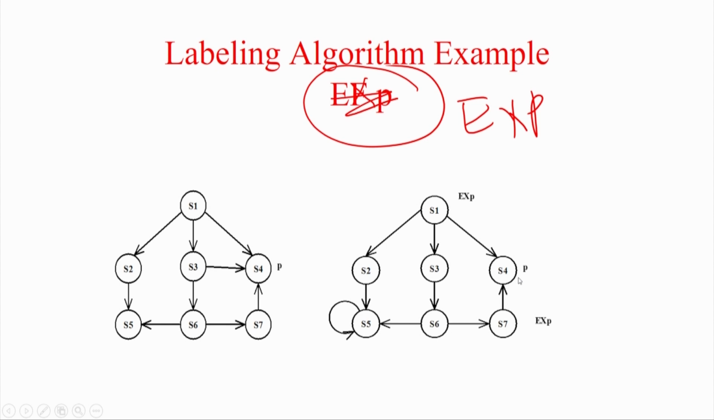If somebody says that EXP is a very important property and it should be valid in all these states, then you will say that it is valid only in S1 and S7 and in no other state. That is your counter example. See what has to be changed to make the design proper.